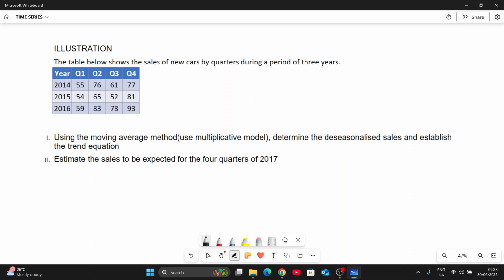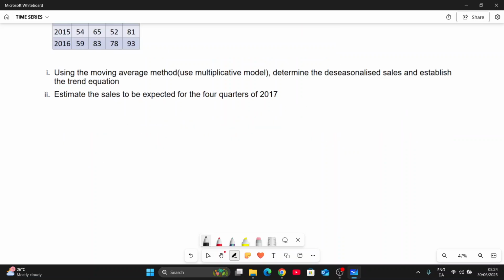The table below shows the sales of new cars by quarters during a period of 3 years. Use the moving average method. Thus, we have to use the multiplicative model to determine the deseasonalized sales and establish the trend equation. Also estimate the sales to be expected for the 4 quarters of 2017.